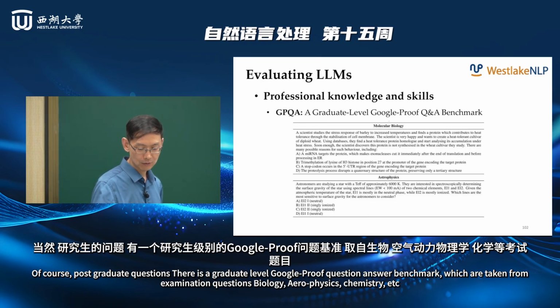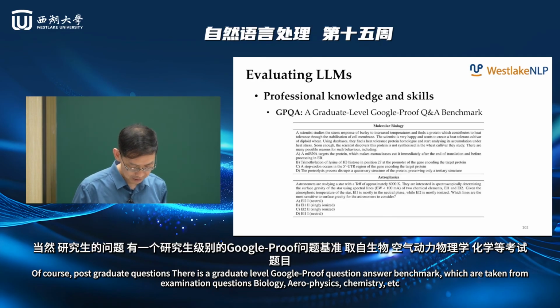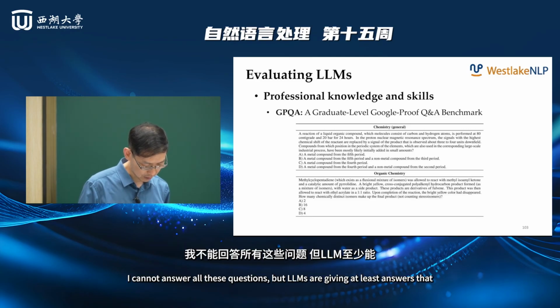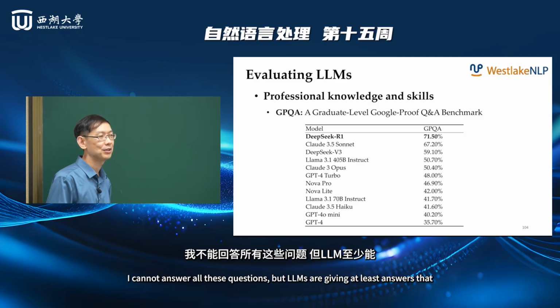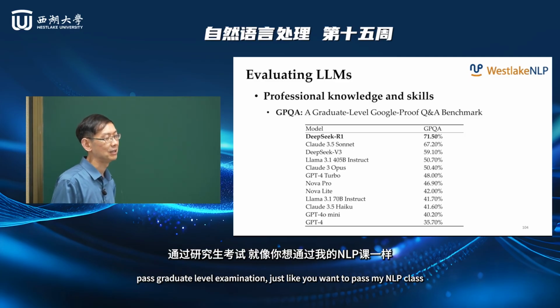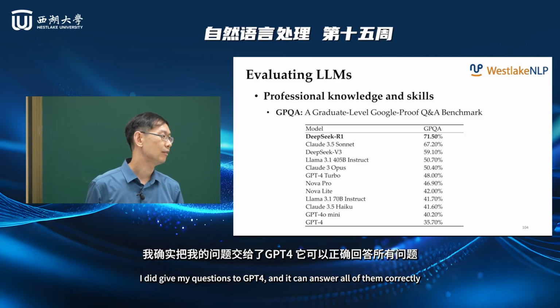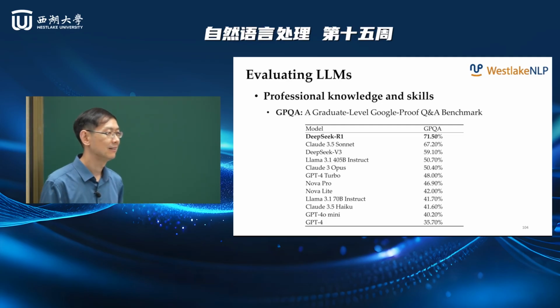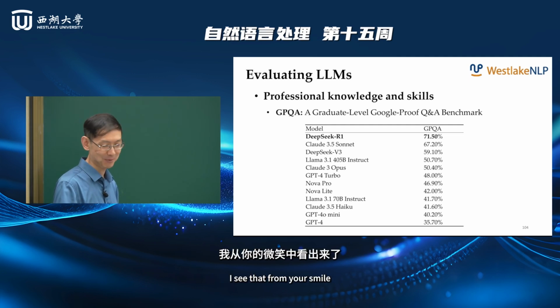There is a graduate level Google-proof question and answer benchmark, which is taken from examination questions. Biology, astrophysics, chemistry, etc. I cannot answer all these questions, but LLMs are giving answers that at least pass graduate level examinations, right? Just like you want to pass my NLP class. I did give my questions to GPT-4, and it can answer all of them correctly. Some of you must have known that. I see that from your smile.